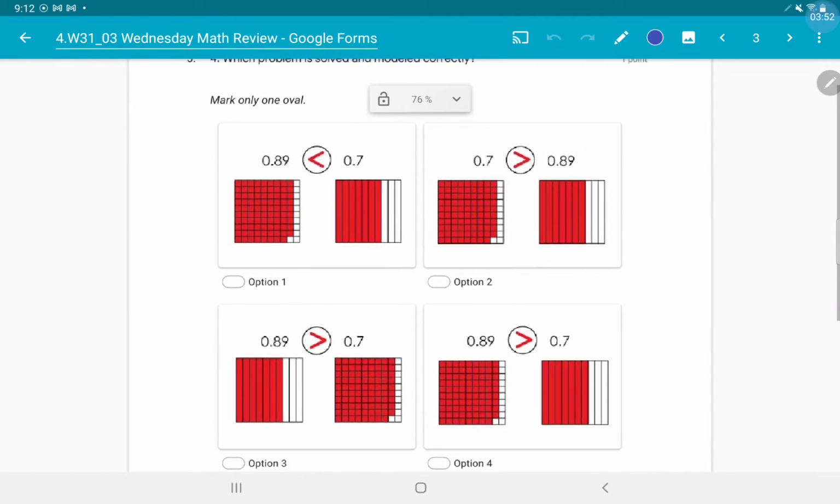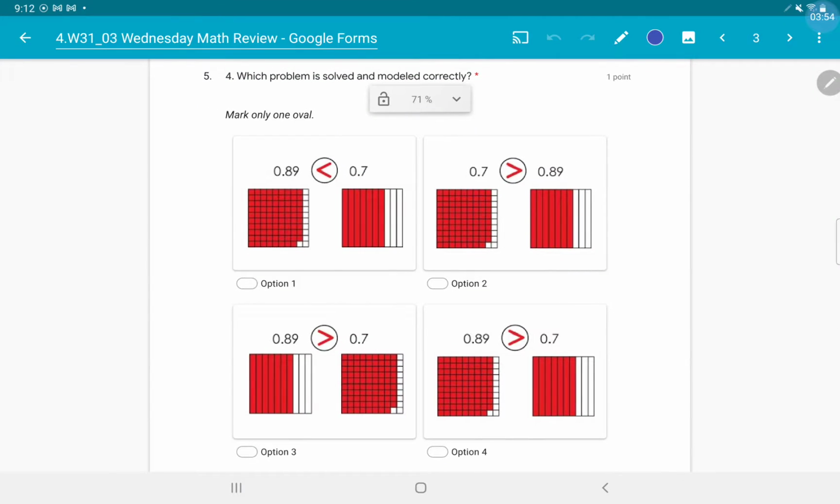Next, we're looking to see which one of these is solved and modeled correctly. We have 89 hundredths and 7/10. Which one of those is correctly modeled and solved? Amy? Option 4. Very good. We have 89 hundredths shaded in, 7/10 shaded in, and we know that 89 hundredths is more than 7/10.